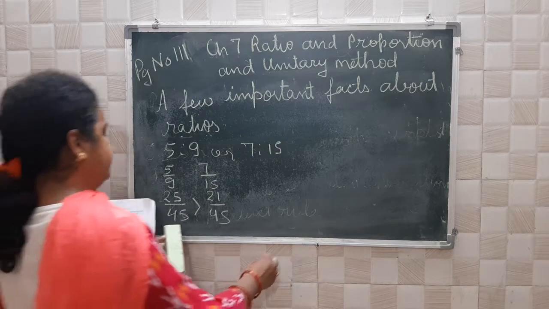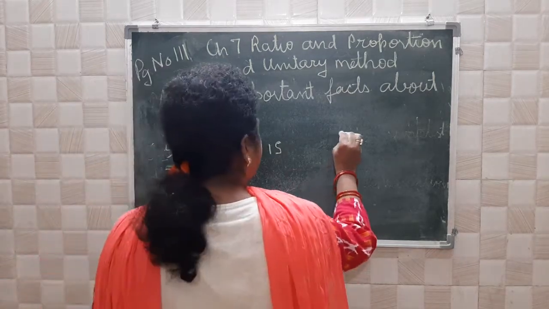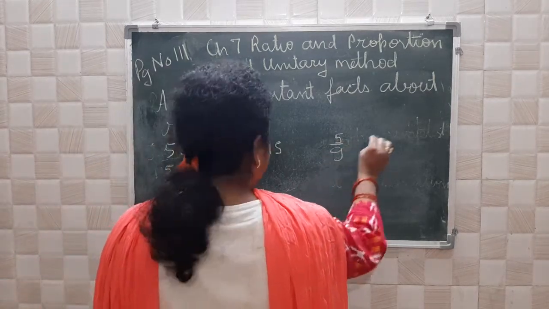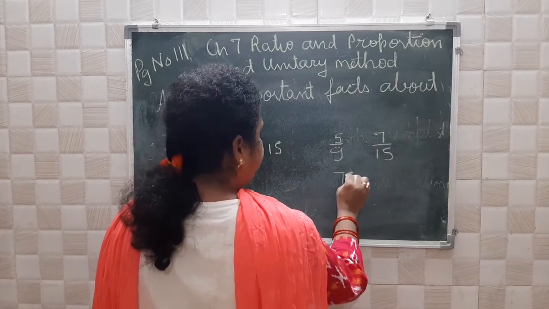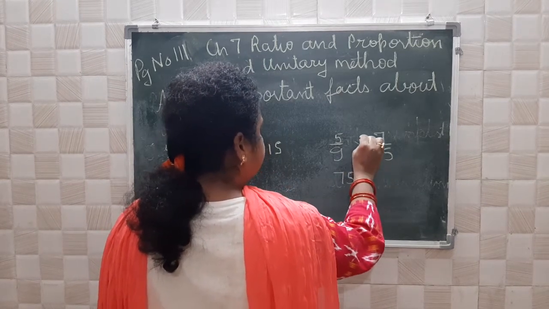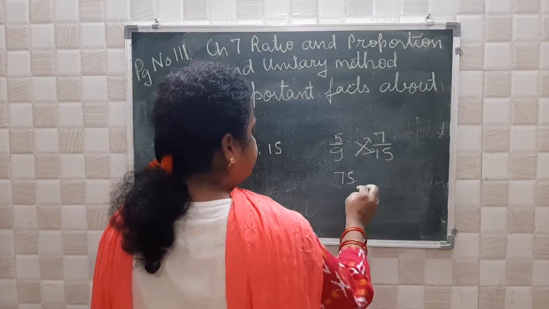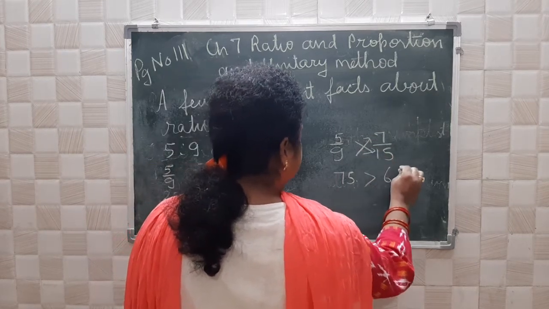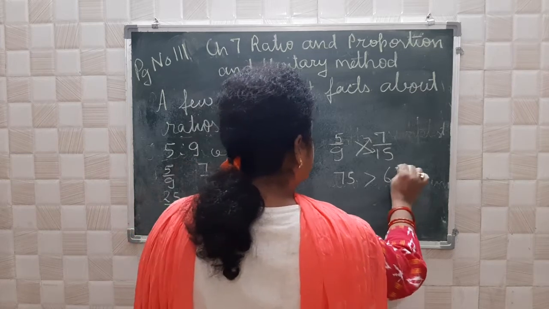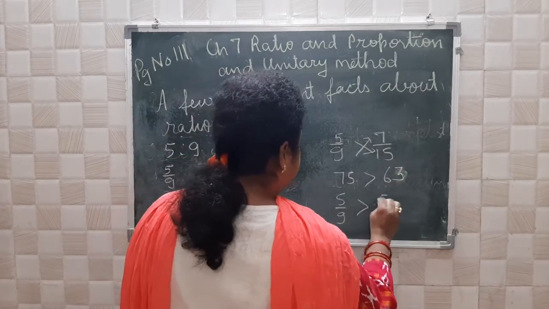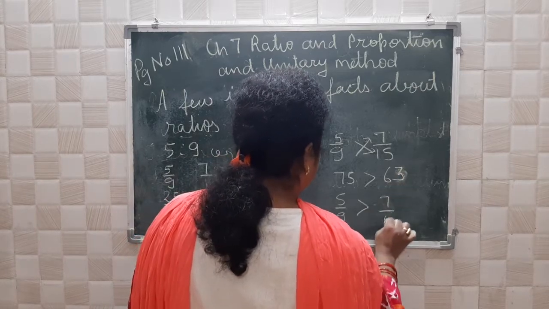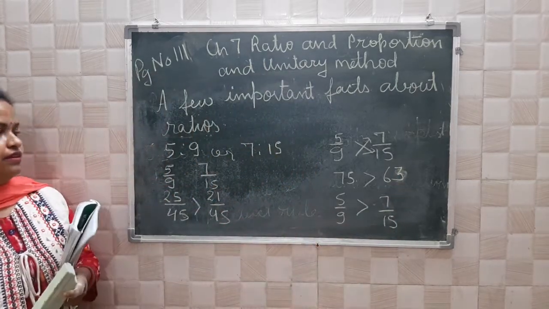Correct? And by cross multiplication, 5/9 and 7/15. 15 5s are 75, and 9 7s are 63. So which one is greater? 5/9 is greater than 7/15. Now see once more.